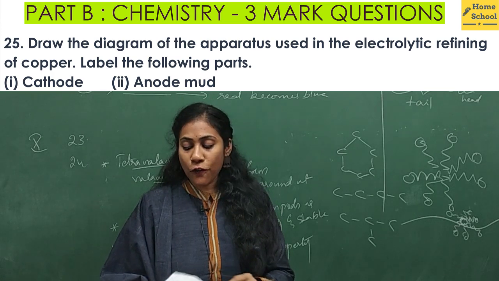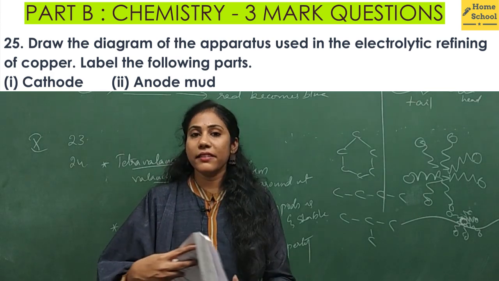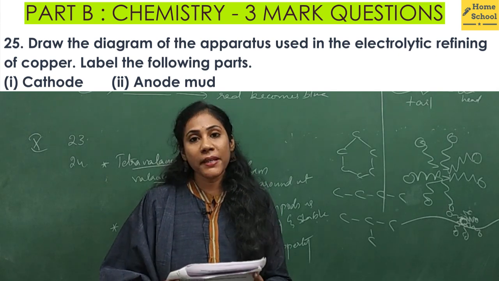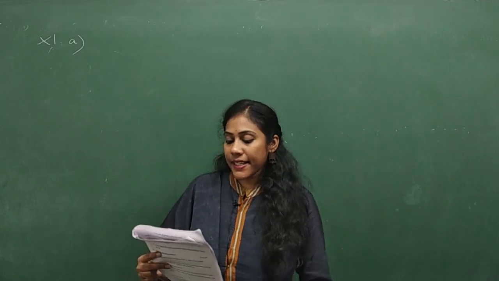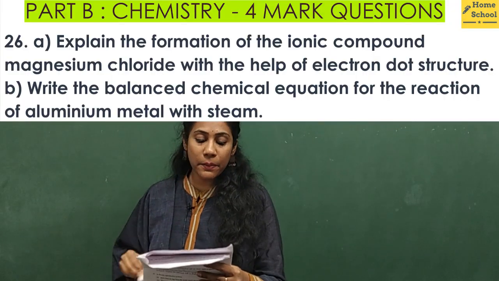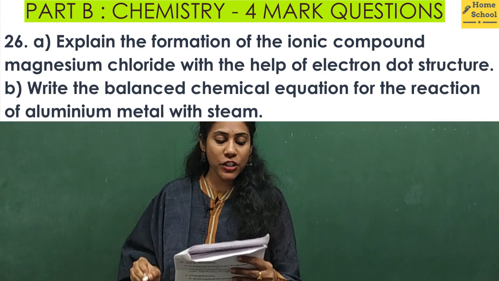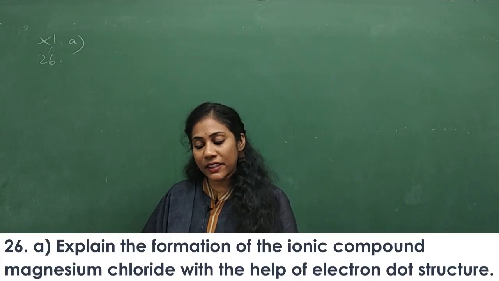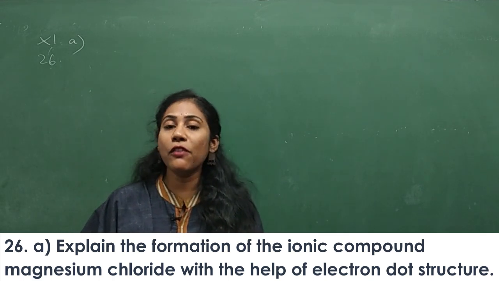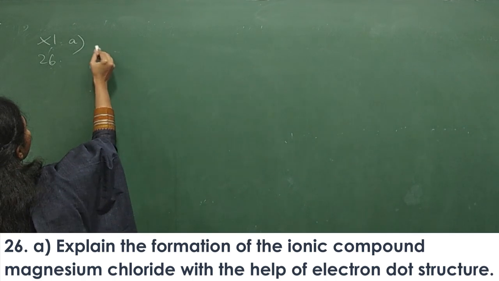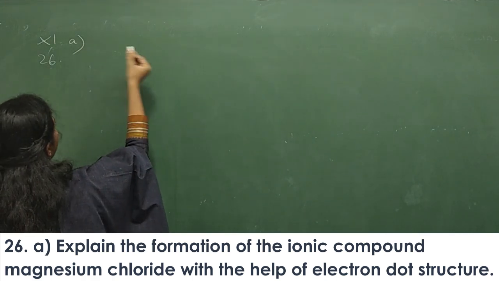And now let us go for the next main, that is 11th main, which is a 4-mark question from chemistry. So this 26th question has two sub-questions A and B. Let us see the first sub-question. Explain the formation of the ionic compound magnesium chloride with the help of electron dot structure. This is a very common question. Say magnesium chloride, you have to explain.